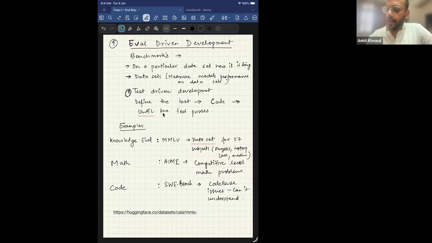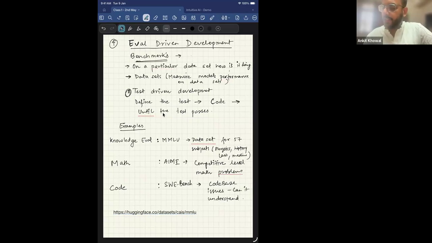So what we do in case of LLMs is we use something called evals. They are called evaluations, and they are similar to our test driven development, but they are basically called benchmarks. Okay, what is a benchmark? How do we create evals? We basically create data sets, and then we measure how the model is performing on this particular data set, right?